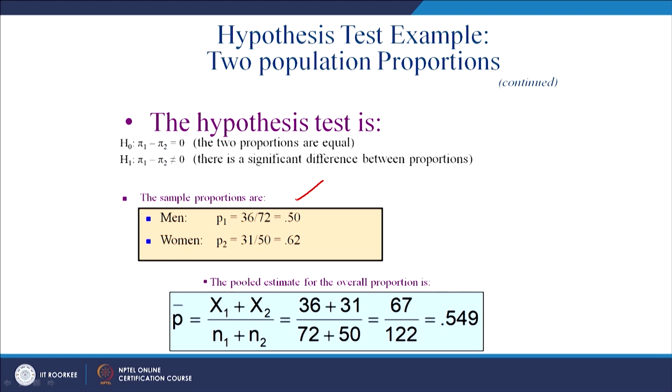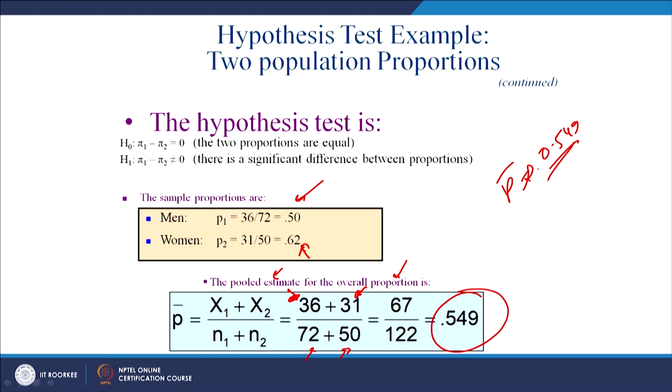So, P1 is this 0.5 and P2 is 0.62. So, this is very simple, 36 by 72 and 31 by 50. Calculate pooled estimate of overall proportion. So, we have got number of items in sample 1, x1, which is 36, x2 is 31, and sample sizes are there, right, 72 and 50. So, this is 0.549, right, is P bar, pooled estimate of overall proportion, right.